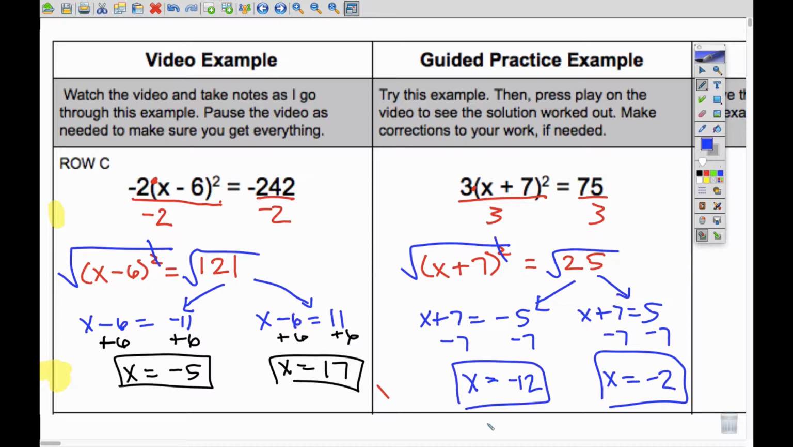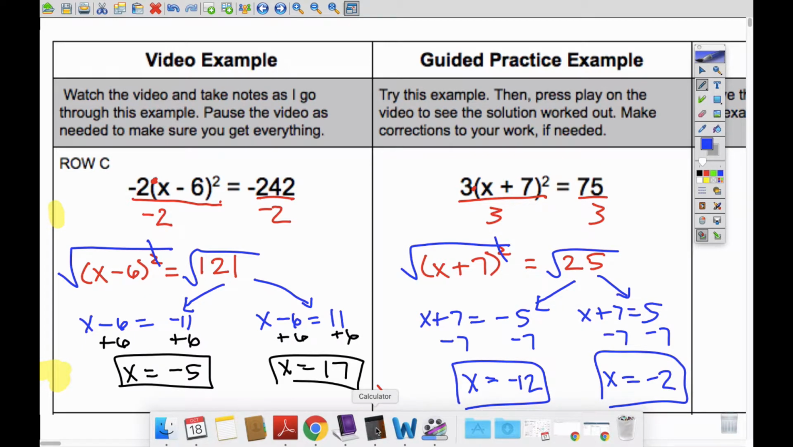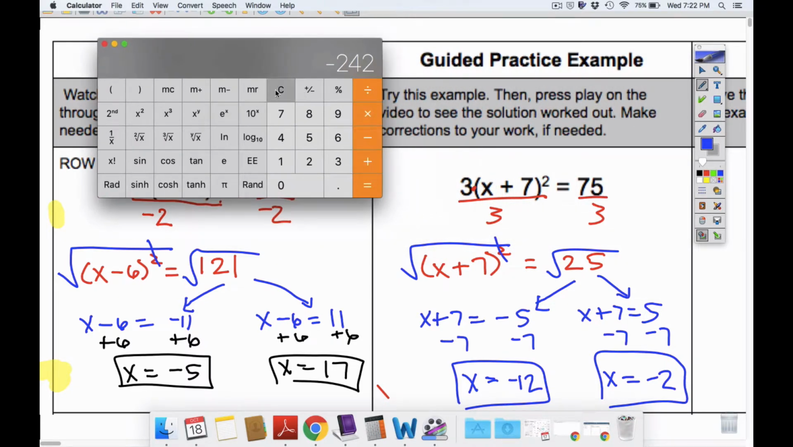And let's not forget, we can quickly use a calculator to check our answers. So we're going to take the negative 12, plug it in here: negative 12 plus 7 is negative 5, square that, get 25, and then times 3 is 75. Take our other answer of negative 2, plug it in: negative 2 plus 7 is positive 5, square that, 25 times 3 is 75.